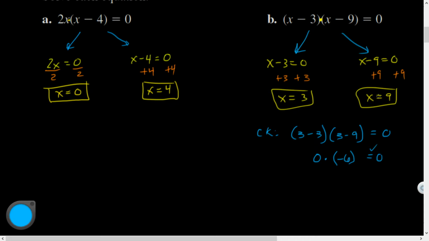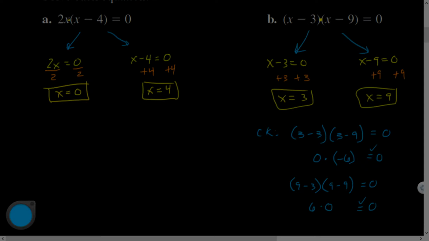And then let's plug in 9. So 9 minus 3 times 9 minus 9, is that equal to 0? 9 minus 3 is 6, times what's 9 minus 9? 0. So that's where the zeros are showing up, and 6 times 0 is 0. Okay, so yeah. Oh wow, that actually just made that lesson so much better, the fact that you asked that. Thank you. All right.